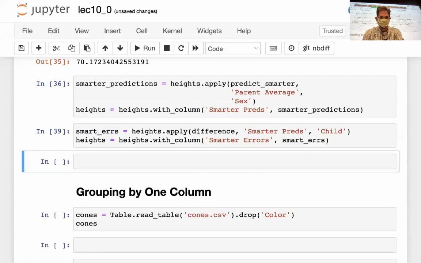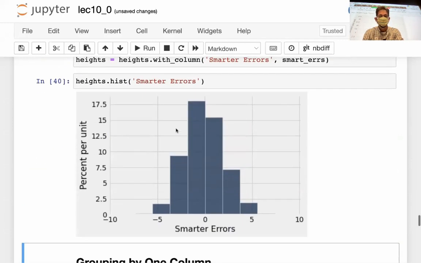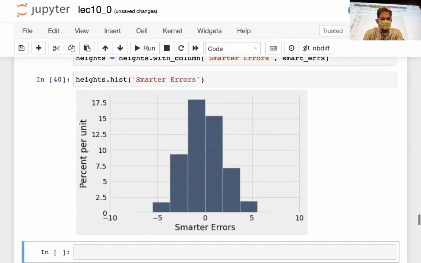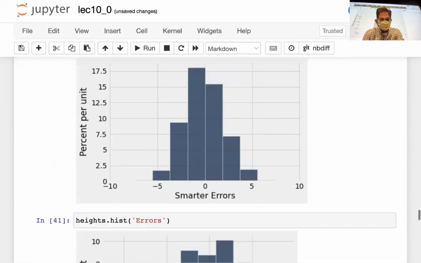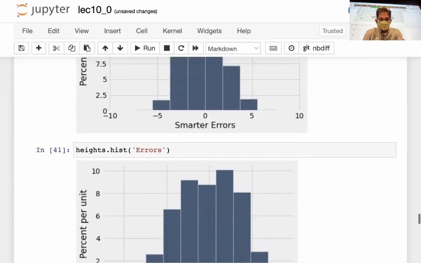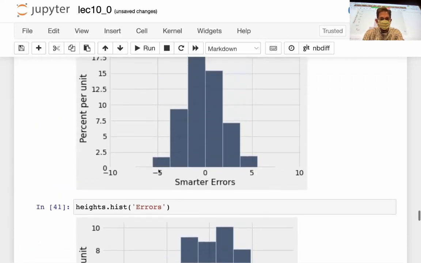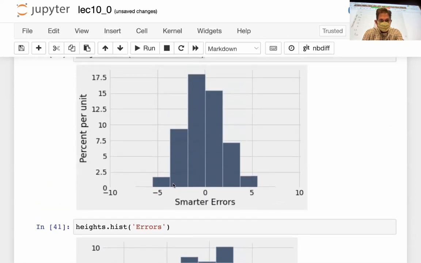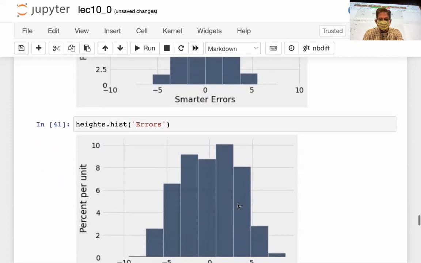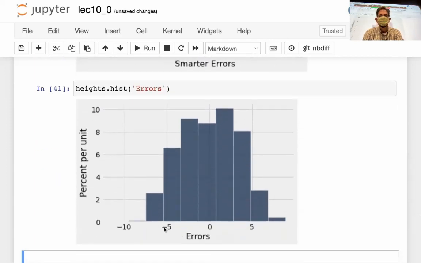And now it's time for a histogram. Heights.hist smarter errors. What does it mean for an error to be smarter? Well, hopefully it's not as wide. Let's compare this to our original errors. It really is not as wide. Everything is kind of between -5 and 5 with a real concentration in the like -3 to +3 range, whereas before we were way outside the -5 to 5 range.